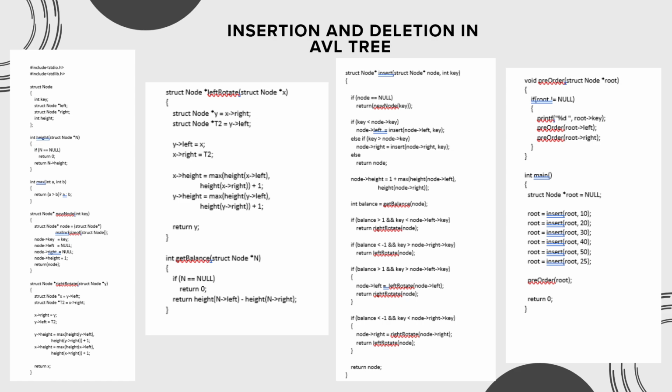So after insertion, mag-update ang height using max sa left and right plus 1. Then i-check ang balance factor. If it goes outside the range, -1 to 1, the tree is unbalanced. So we have 4 cases, left left, right right, left right, and right left. So each case has its own rotation to bring the tree back to balance.